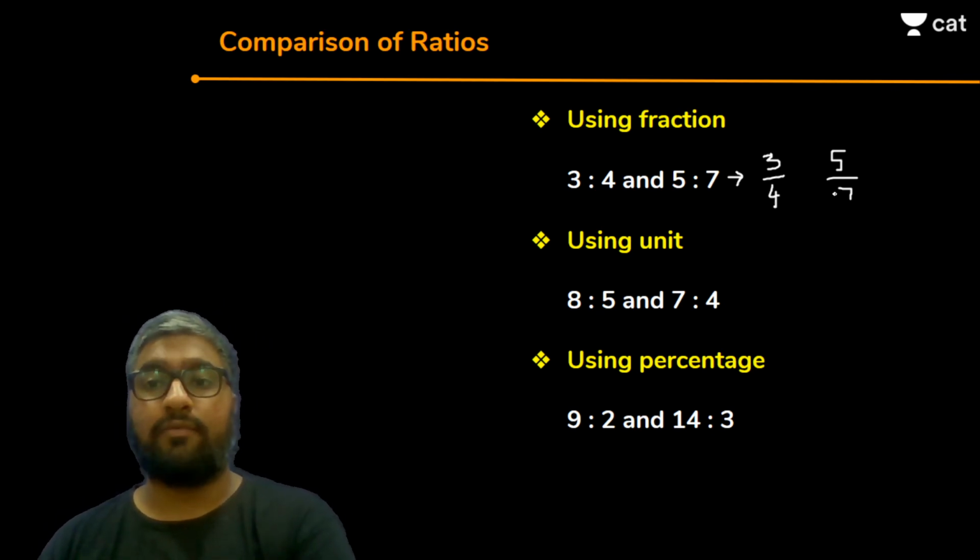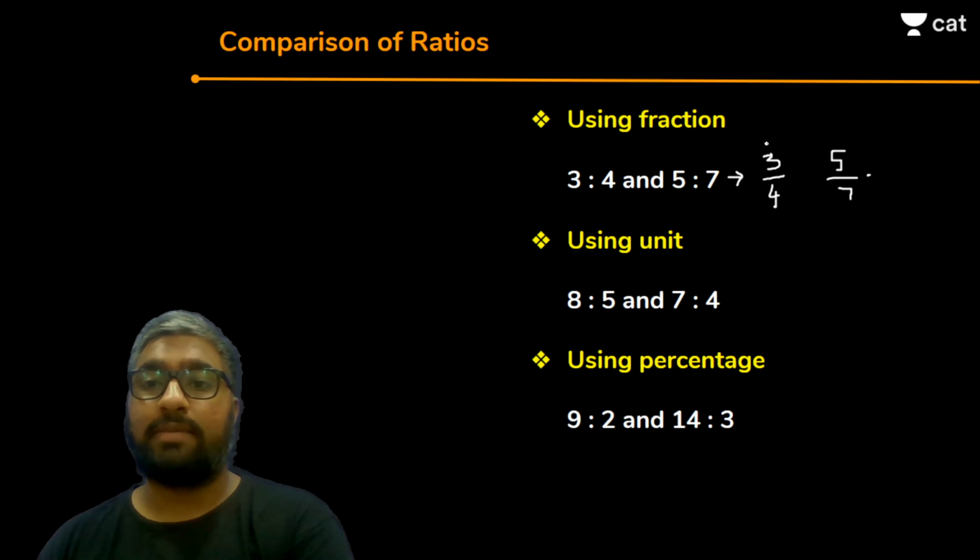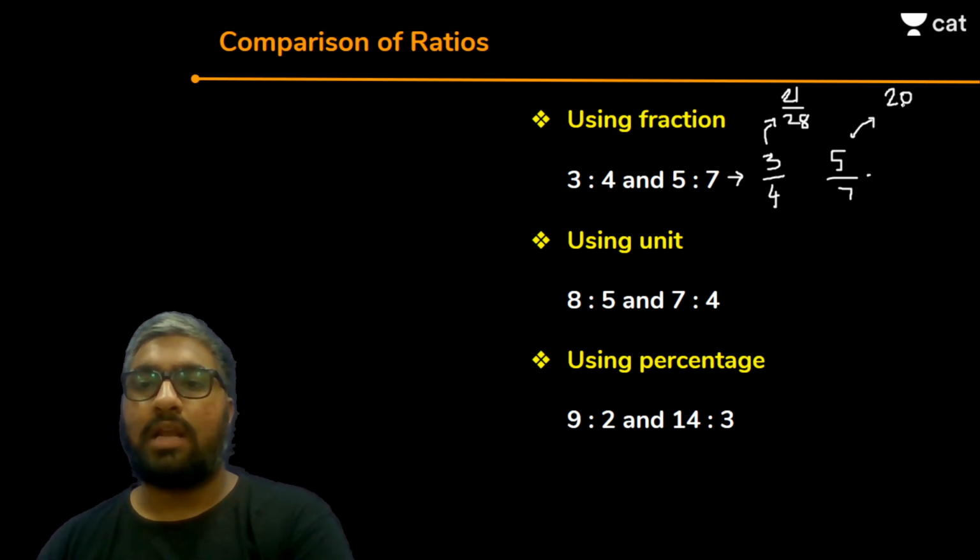Take the LCM. 4 and 7 are again co-primes, so the LCM would be the product of theirs. So this particular term would become 21 by 28, and this would be 20 by 28. Now, can you quickly tell me which is greater?